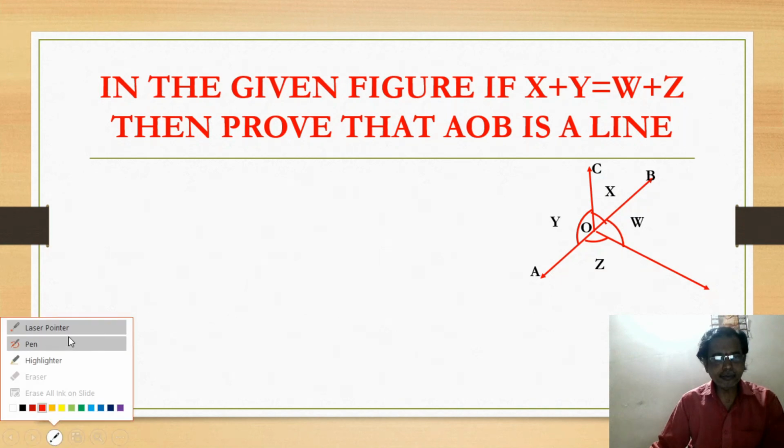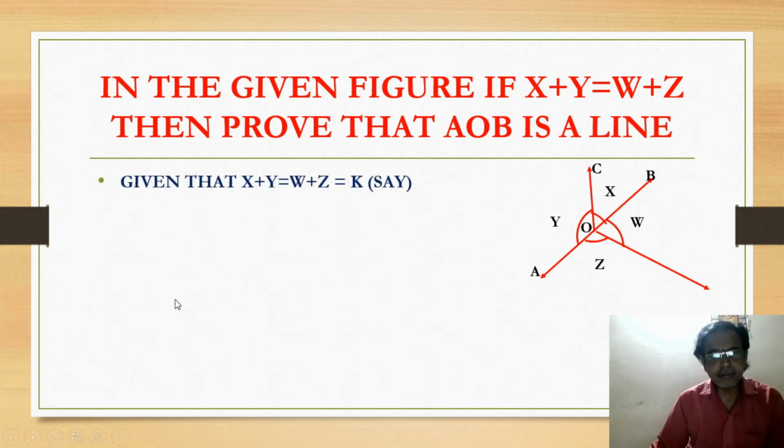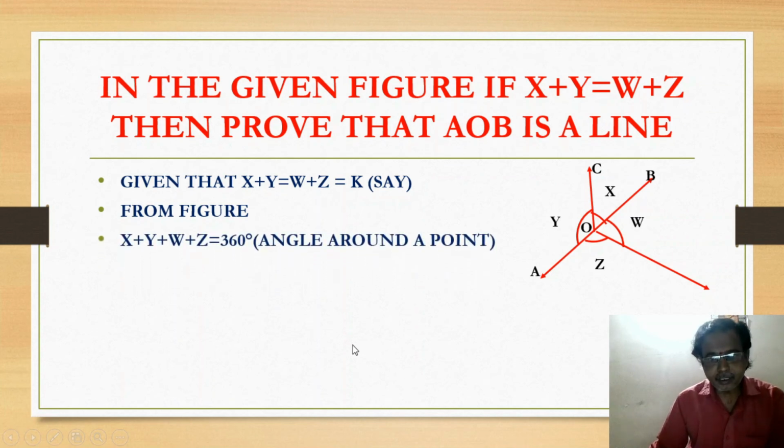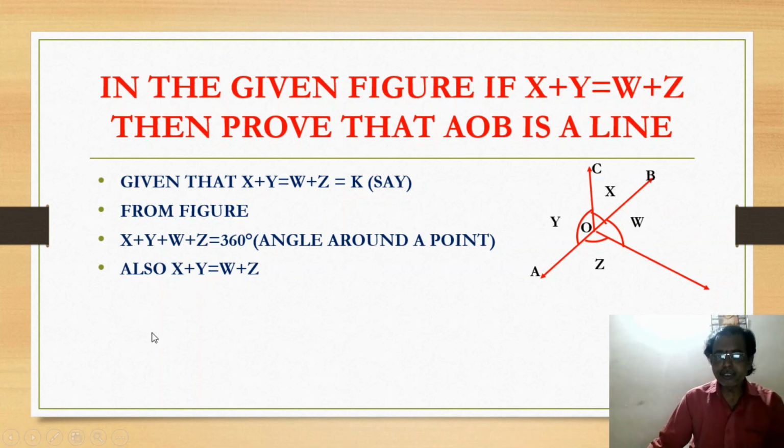Now let us see step by step. Given that x plus y is equal to w plus z is equal to some k, or a constant. Then from the figure we can write, children, x plus y plus w plus z, the angle around a point, is always 360 degrees, that is a complete angle as you know already. But x plus y is equal to w plus z is equal to k. No need to write k in both cases, we already have simple values.